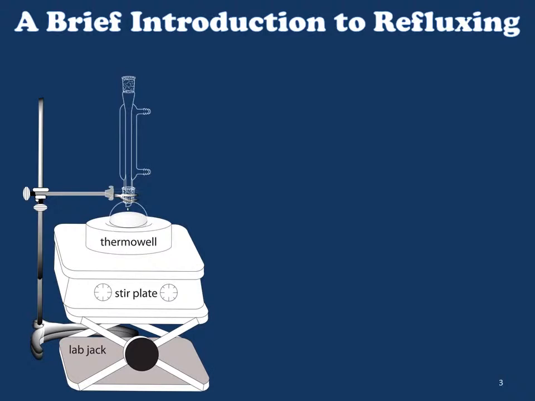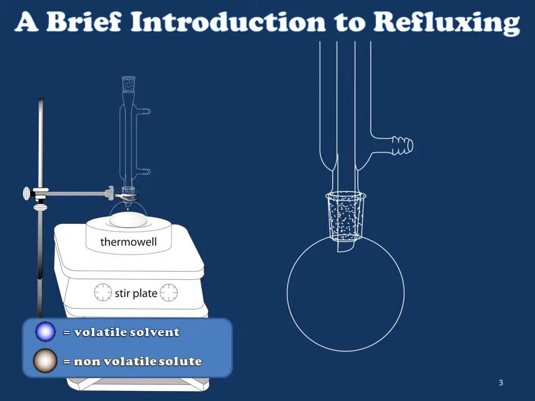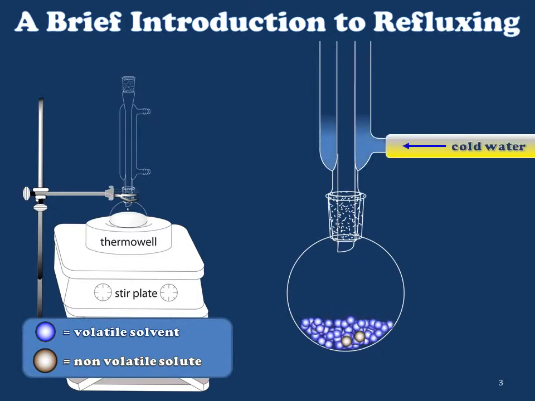Now that we've reviewed the apparatus, let's take a look at what's going on inside of the actual boiling flask and reflux condenser. Just as before, we're going to charge our flask with a volatile solvent and a non-volatile solute. At this point, we're going to use our reflux condenser as a region of cooling, which will allow our sample to recondense and fall back into the boiling flask. To do this, we attach a water hose and turn on cold water flowing through the outer jacket.